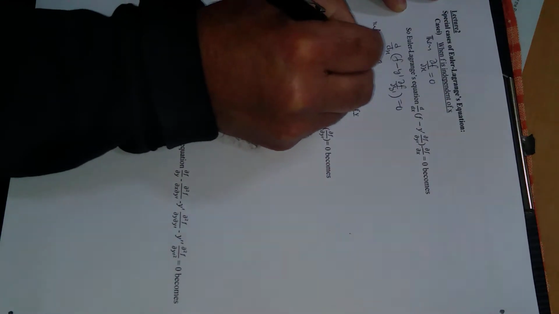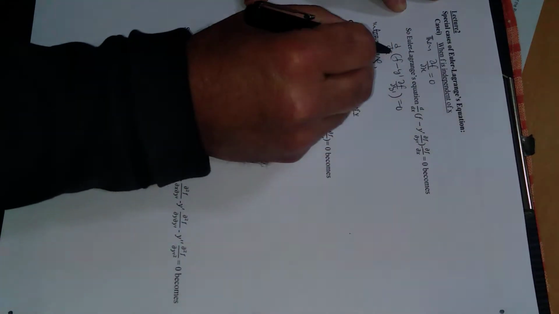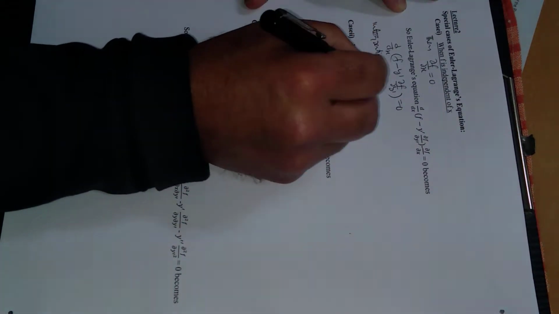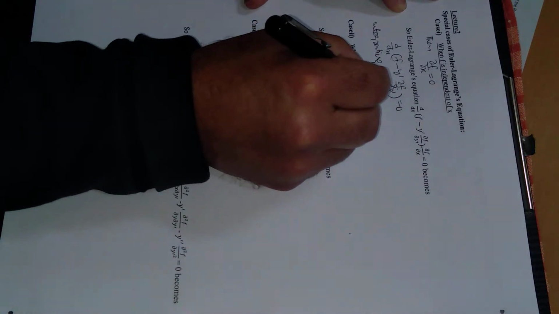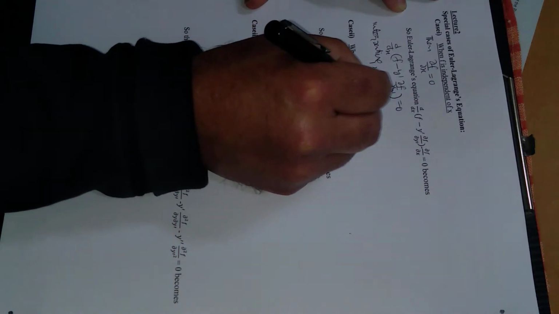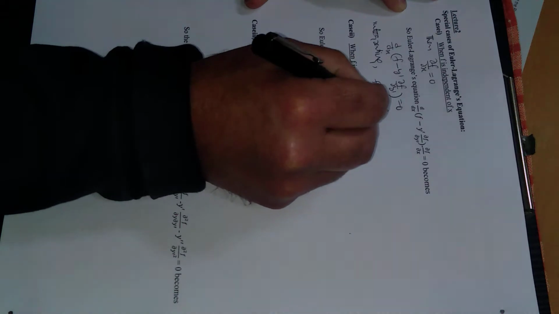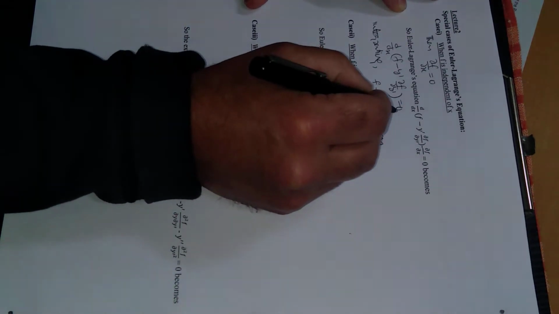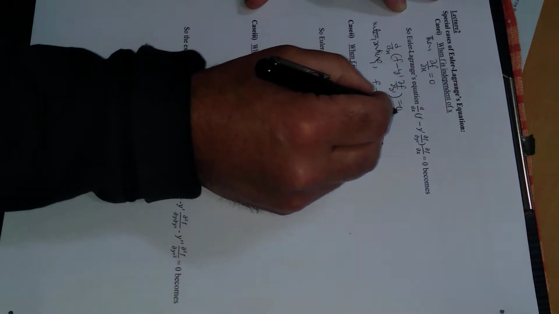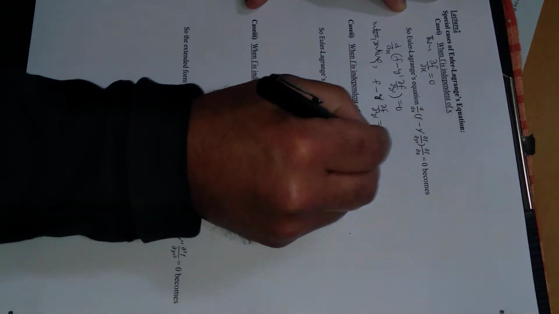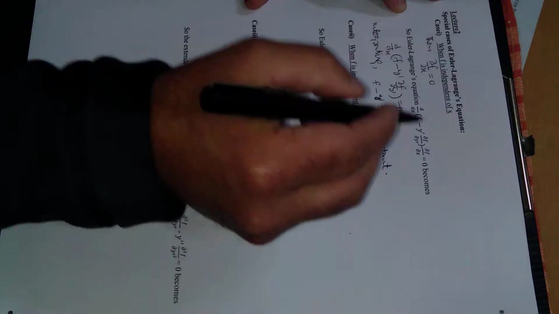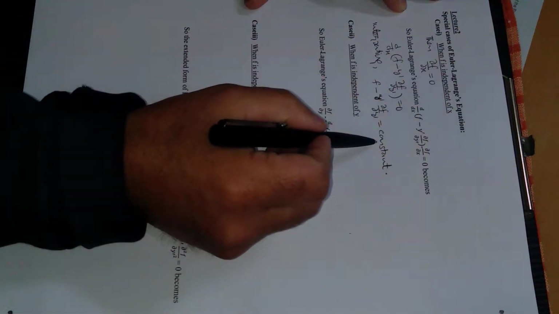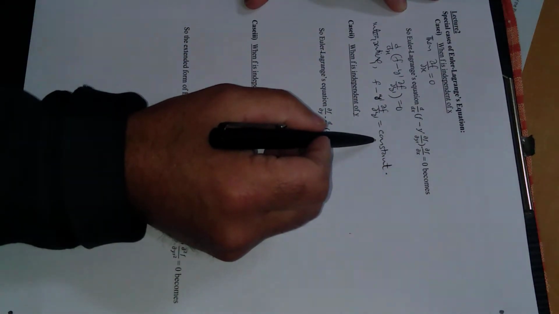Integrating with respect to x, the integration and derivative cancel each other, so we are left with f minus y dash times the partial derivative of f with respect to y dash equal to a constant, because the derivative of 0 is 0 and a constant of integration will be there. So the Euler-Lagrange equation will become this one when f is independent of x.